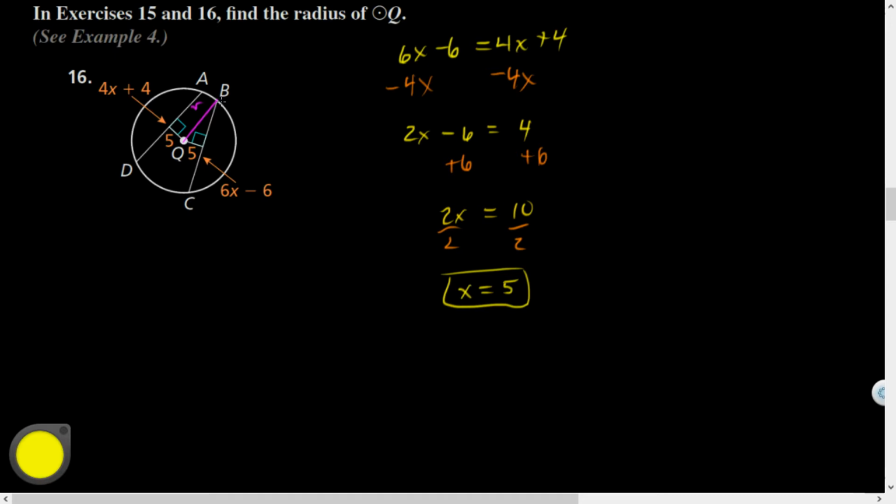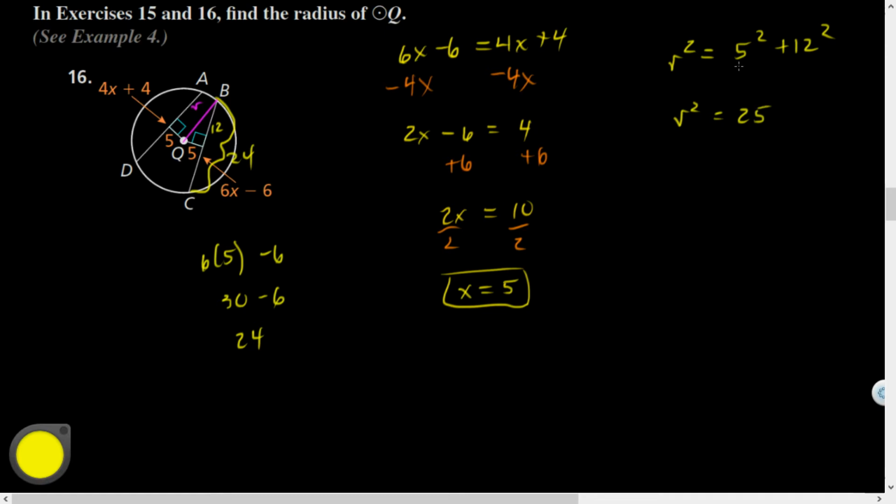So let's see. Now I've got this little right triangle. I know the value of x. This entire distance across would be 6 times 5 minus 6. So that's 30 minus 6. So that's 24 is the entire distance across. So what is this length? 12. And then how can I find r? Yeah, r squared is going to equal 5 squared plus 12 squared. Does anyone have a guess for r yet?